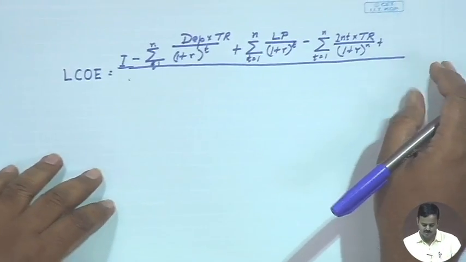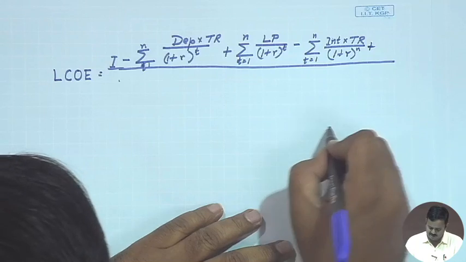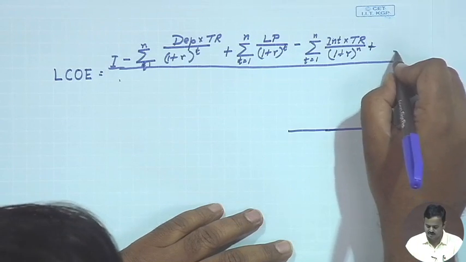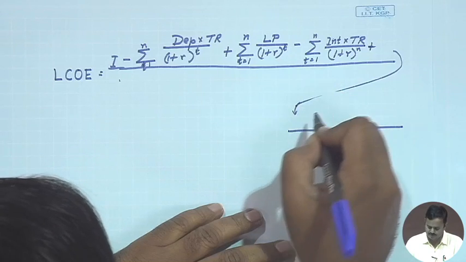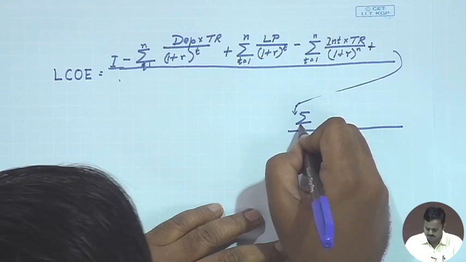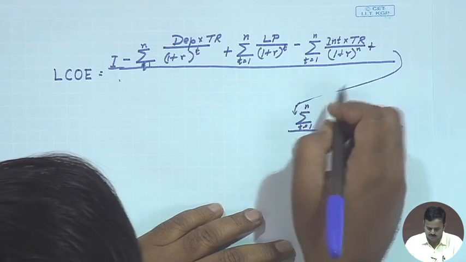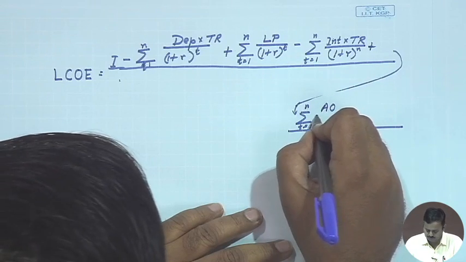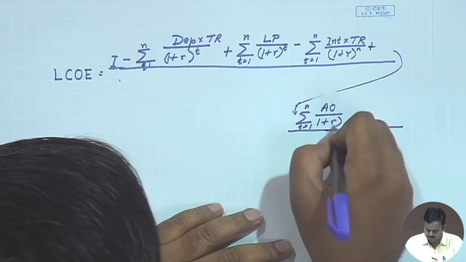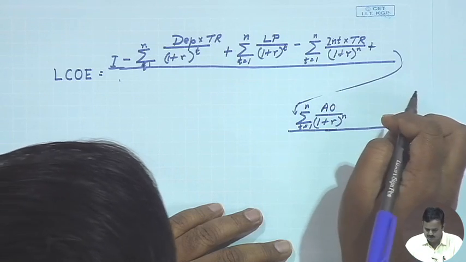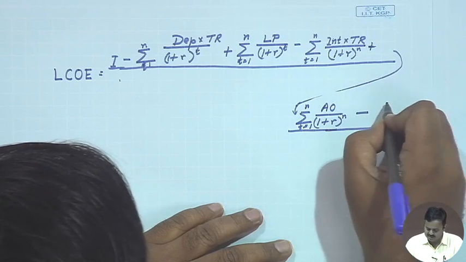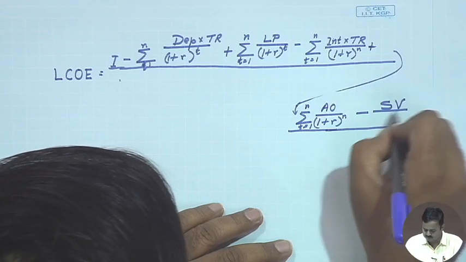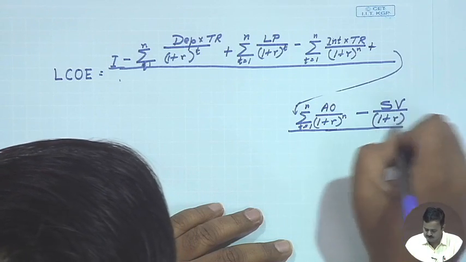plus, I am sorry, I am running out of space. I will continue the numerator over here at the bottom. Plus sigma, t from 1 to n, annual operating cost divided by 1 plus R to the power n, and then minus salvage value divided by 1 plus R to the power n.